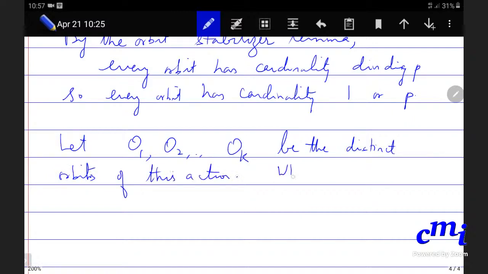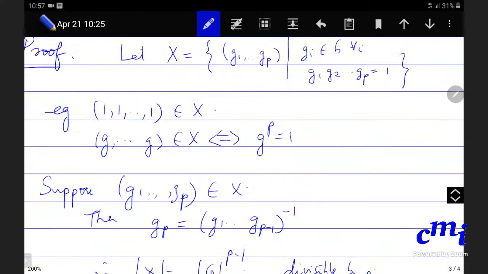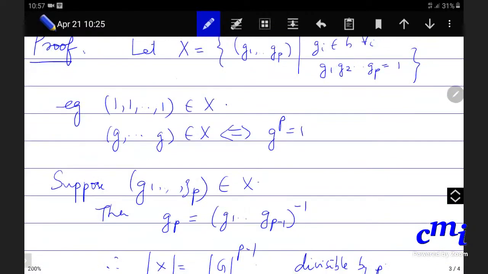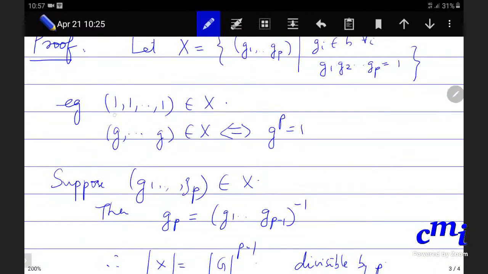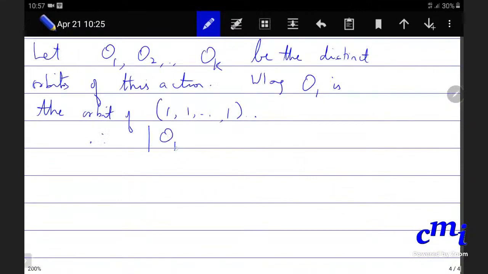Okay, without loss of generality, O1 is the orbit of the tuple (1, 1, ..., 1). So we know that under cyclic permutation, if you take a tuple where every entry is the same, its orbit is a singleton. Therefore, the cardinality of O1 is 1. Under cyclic permutation, we don't get any new sequence. We just get this itself.